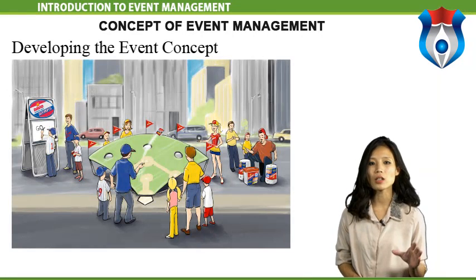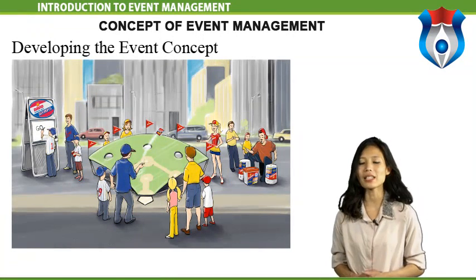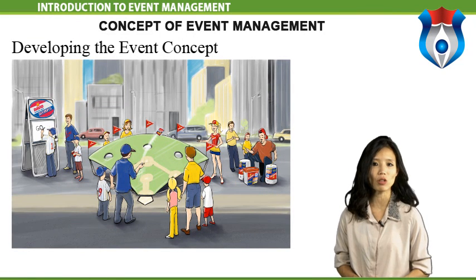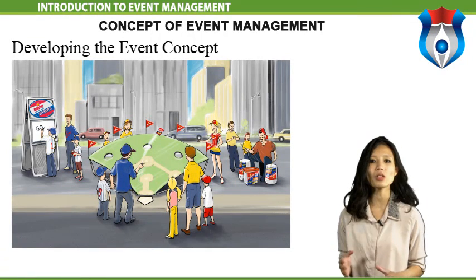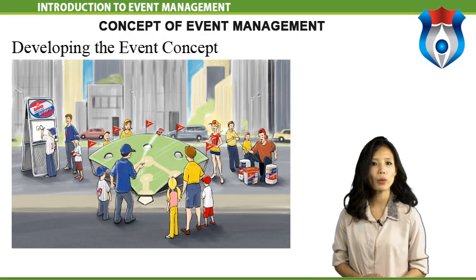Developing the event concept. Where the event concept has not been identified, one way of developing ideas is a collective brainstorming session. A useful technique is to use a whiteboard or butcher's paper to record ideas, encouraging people to say whatever first comes into their mind. With a lively group of people, coming up with a wide range of ideas will be easy.